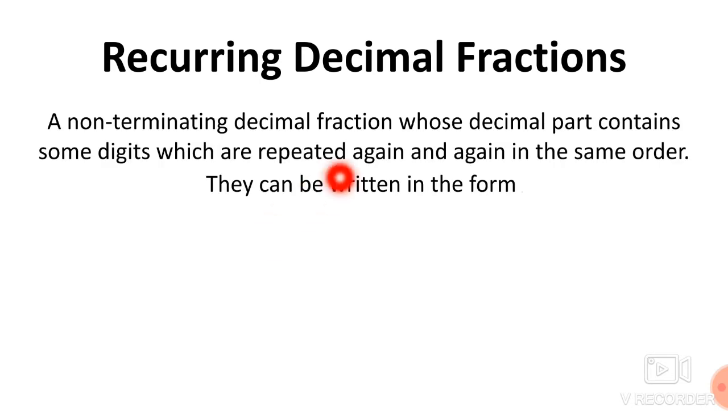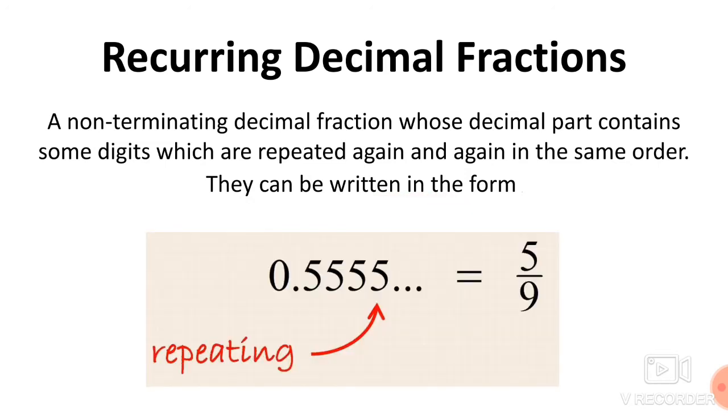Next, we have recurring decimal fractions. Recurring decimal fractions are non-terminating decimal fractions whose decimal part contains some digits which are repeated again and again in the same order. They can be written in the form of P upon Q. This is an example of a recurring decimal. Here we can see that 5 is repeated again and again. This is a non-terminating decimal fraction and 5 is repeated again and again. So this is a recurring decimal fraction.